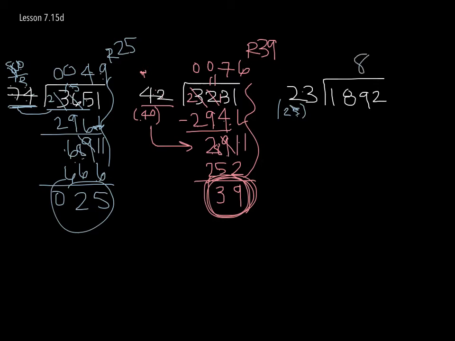8 times 3 is 24. Carry the 2. 8 times 2 is 16. Plus 2, 18. Now we're going to subtract. 9 less 4 is 5. 0, 0. Bring down the 2. 52. Okay. How many 23s in 52? Well, that's going to be 2.